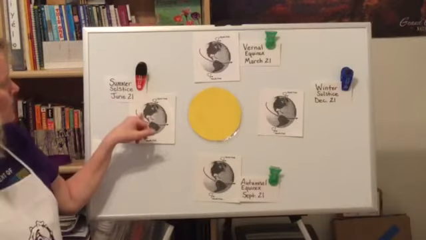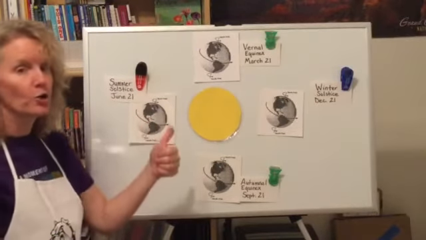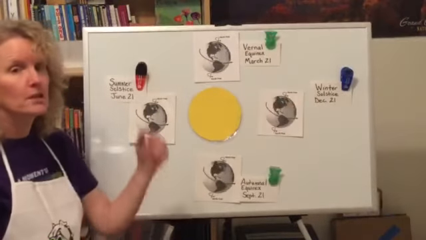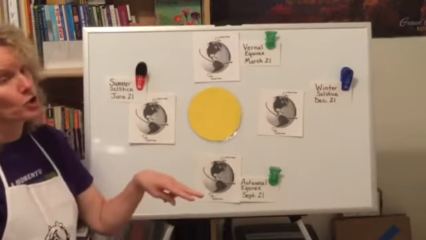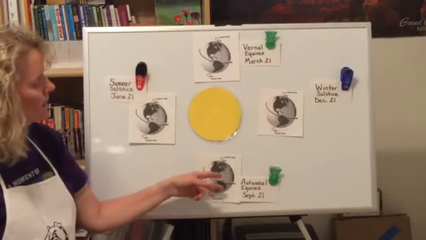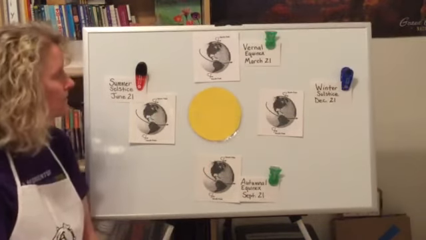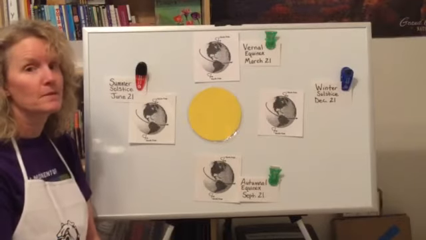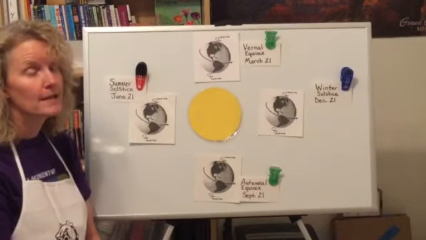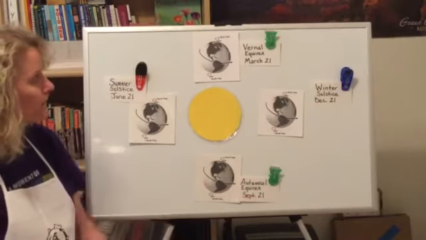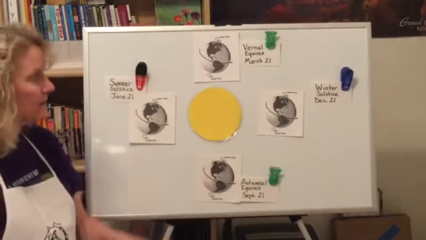So summer solstice, longer days, shorter nights. Winter solstice, shorter days, longer nights. And then both of the equinoxes are equal day and equal night. You're going to need to remember that because it's going to be on your quiz. It's going to be on your test. You need to remember the 21st of each of these months.